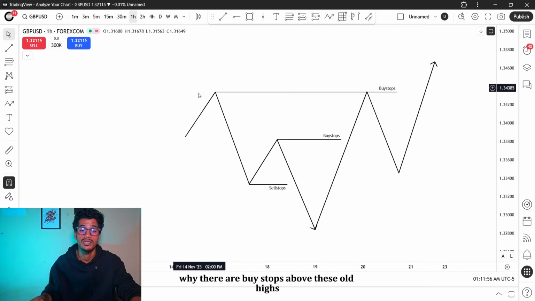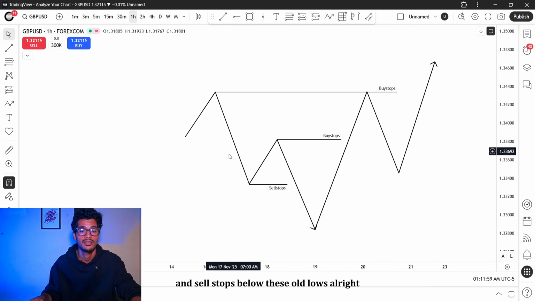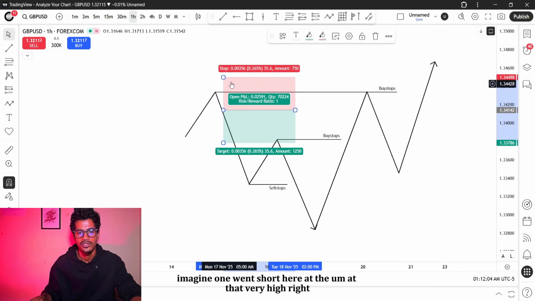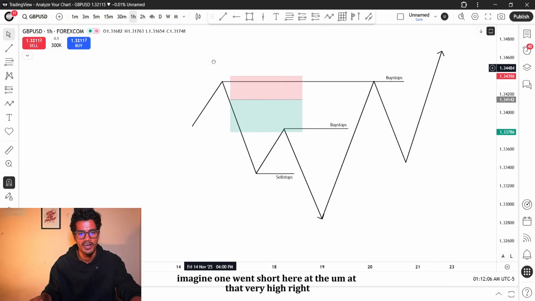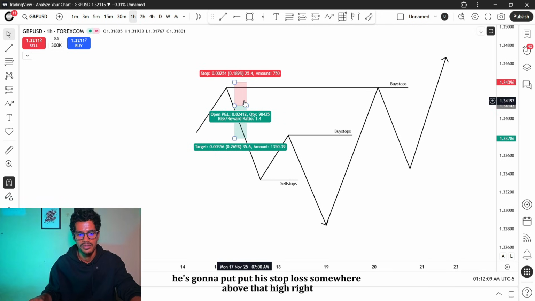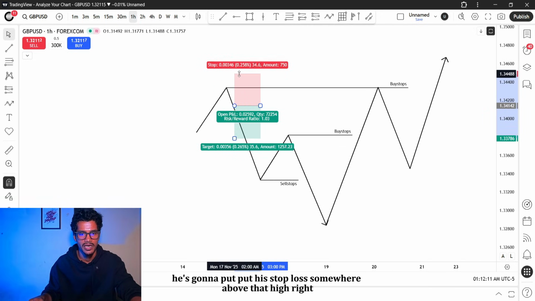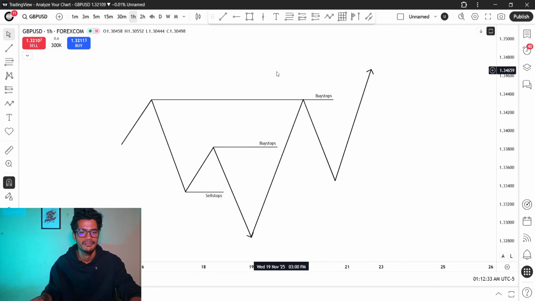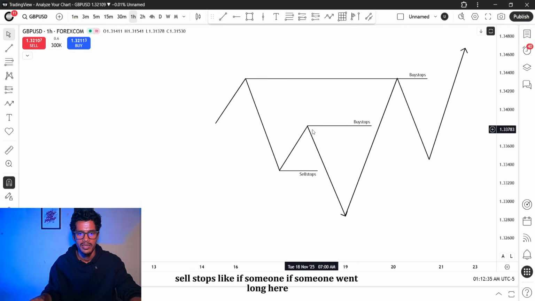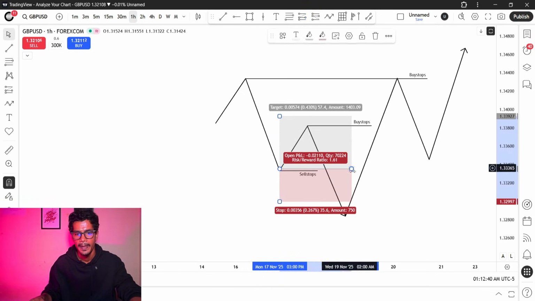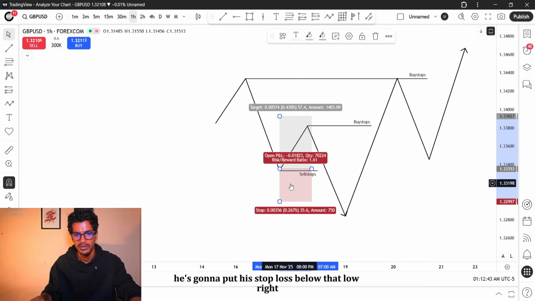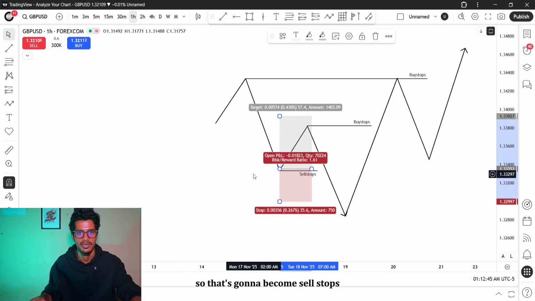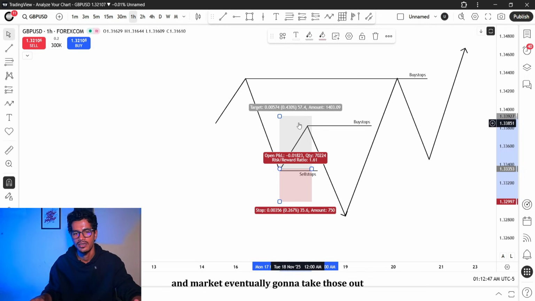All right. Now, why are there buy stops above these old highs and sell stops below these old lows? Imagine someone went short here at that very high. He's going to put his stop loss somewhere above that high, right? So that's going to become buy stops, and the same goes for sell stops. If someone went long here, he's going to put his stop loss below that low, right? So that's going to become sell stops, and the market is eventually going to take those out.